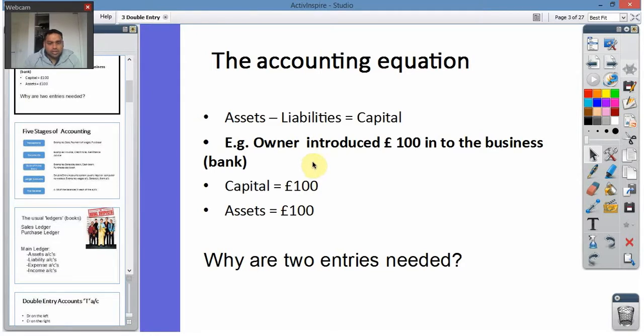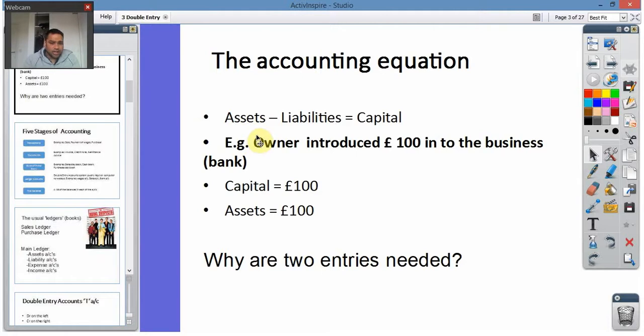So the owner introduced £100 into the business, so the capital will increase by £100 and the assets will increase by £100. So why are 2 accounting entries needed? Well, something has been introduced, so one side of the equation has gone up, so the other side of the equation has to go up by the same amount. So capital has increased by £100, so the assets have increased by £100 as well.